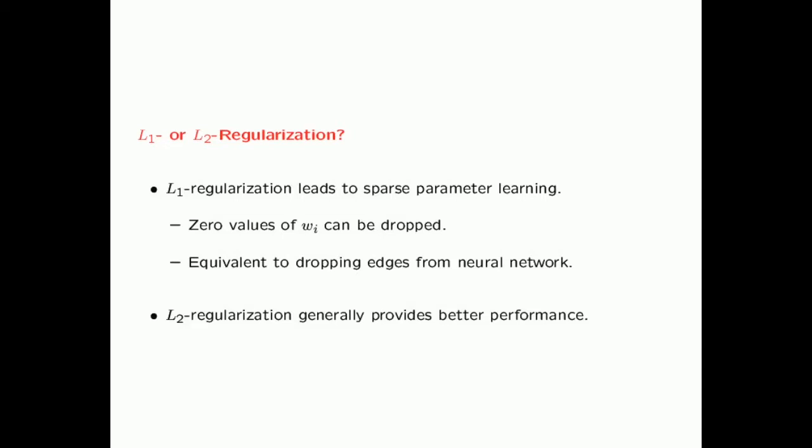There is actually a paper called Optimal Brain Damage, where they discuss how you can drop edges from the neural network in order to perform regularization. The main reason L1 regularization is preferred is because of its sparse solutions, which often give you good interpretability. However, when you're talking purely about performance, L2 regularization generally provides better performance, and in fact, it's the preferred solution in most real settings.